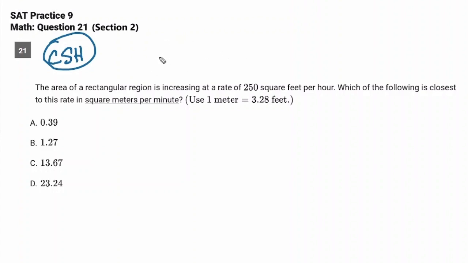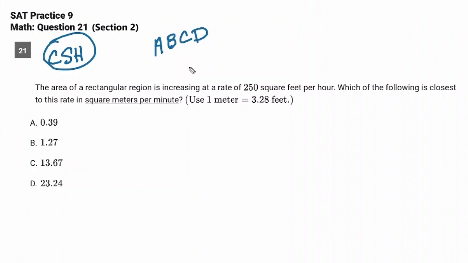The area of a rectangular region is increasing at a rate of 250 square feet per hour. Which of the following is closest to this rate in square meters per minute? The testing service says use 1 meter is 3.28 feet. All right, let's just say you don't have any idea what to do. You're one of those people. If that's the case, is there a strategy? And there is.